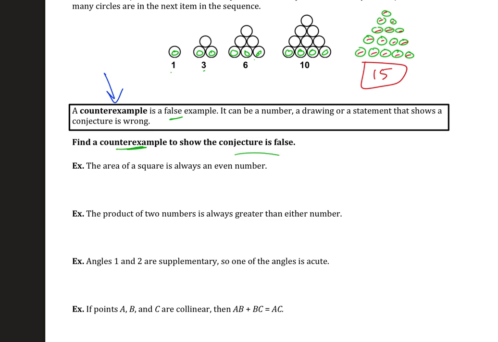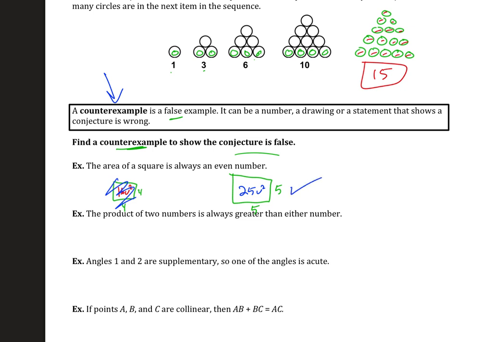So I need an example that shows that it is false. All right, now here, the area of a square is always an even number. And a lot of the time, that is true. Like if I do 4 times 4, the area would be 16 units squared. All right, well, that example proves my point. I want a counterexample. Well, what happens if I have a square that's 5 by 5? Then that area is 25 units squared, and that is an odd number. So there you go. This is my counterexample.